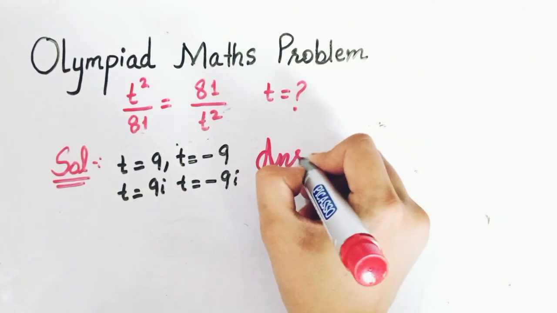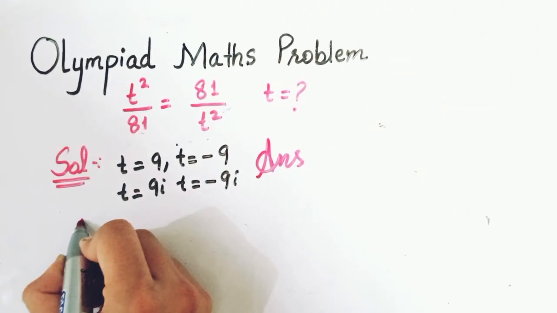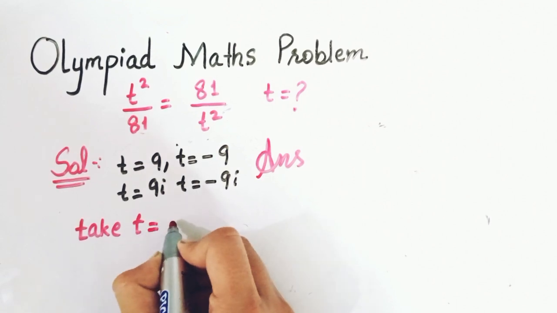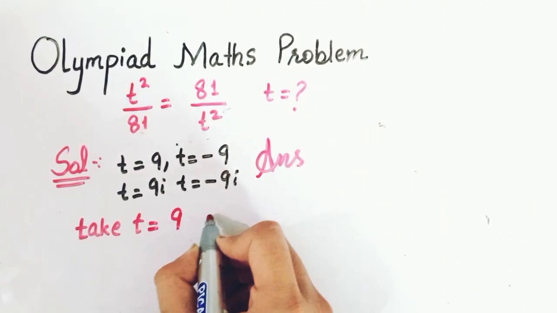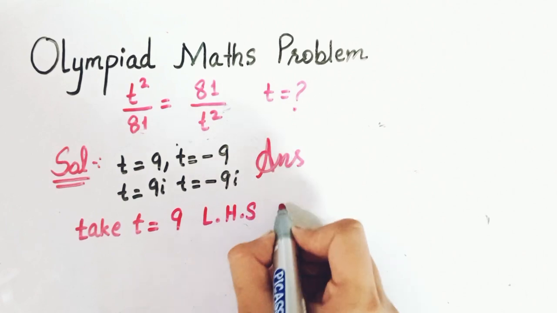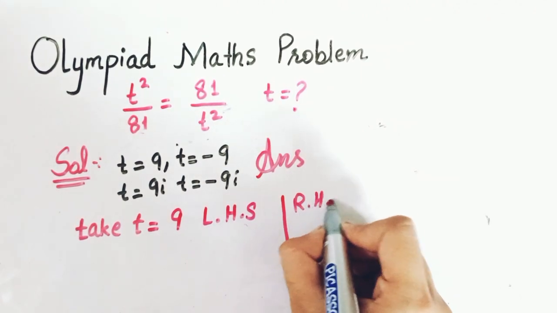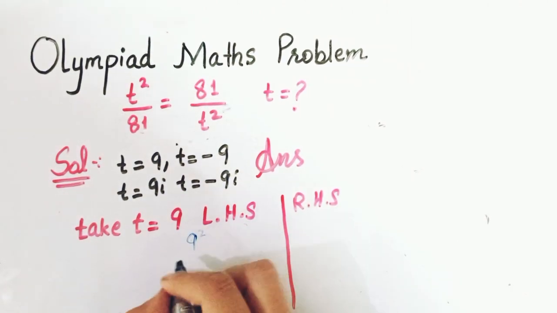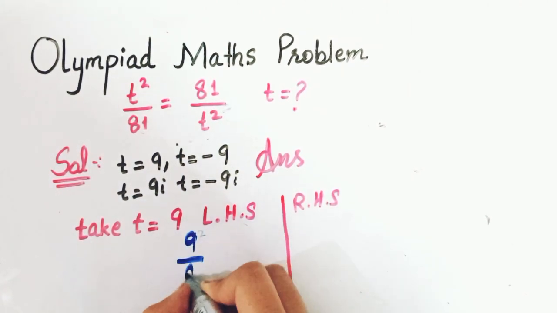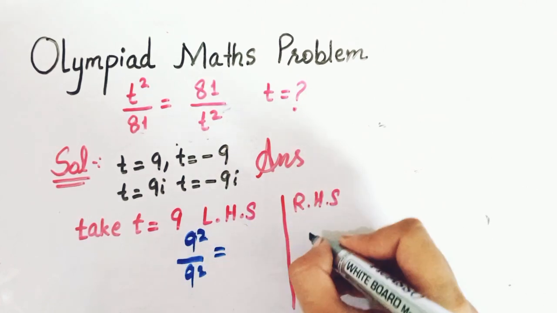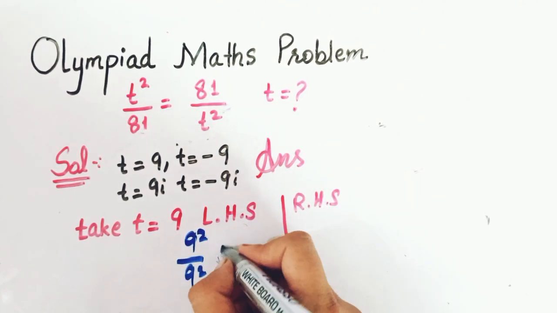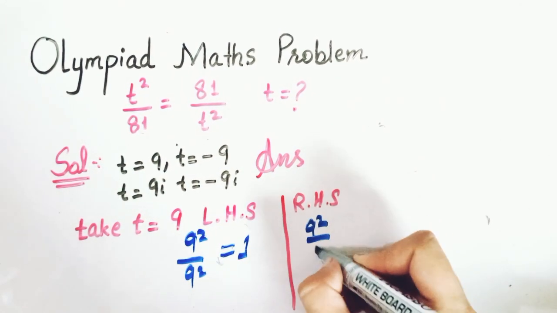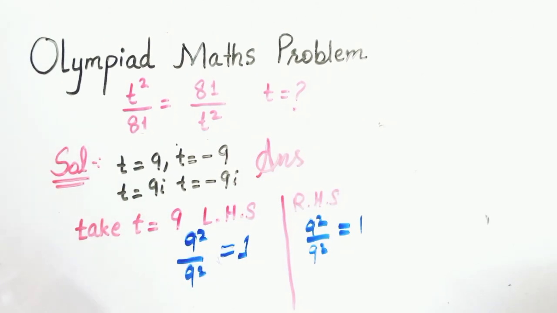So first of all, we will take t equals 9. So in the left hand side and in the right hand side, we get 9 square by 9 square in the right hand side, and this will become 1. In the left hand side and in the right hand side we get 1.